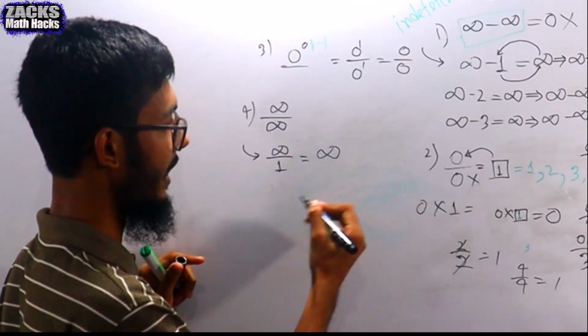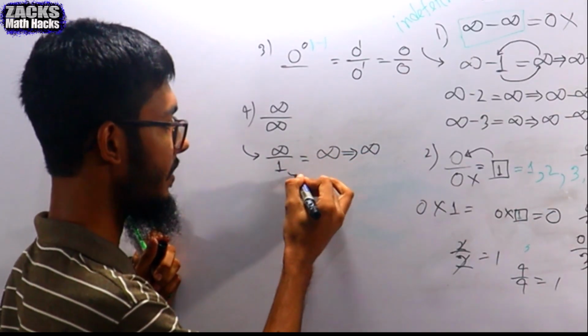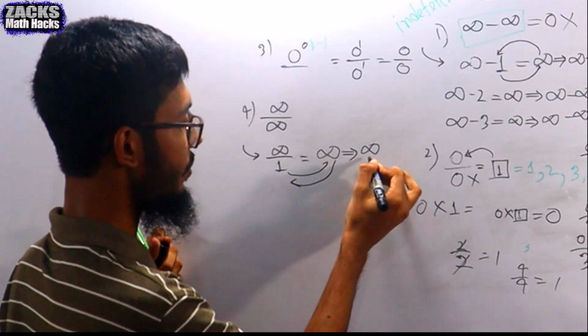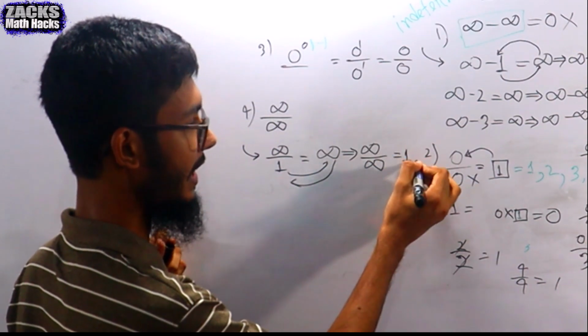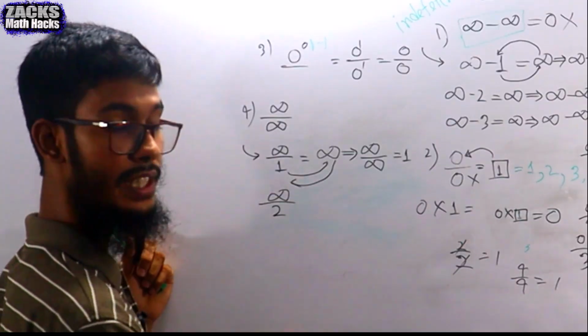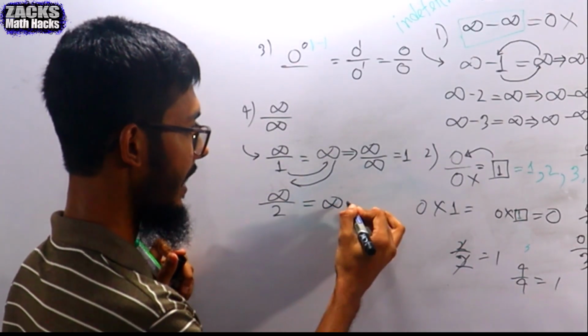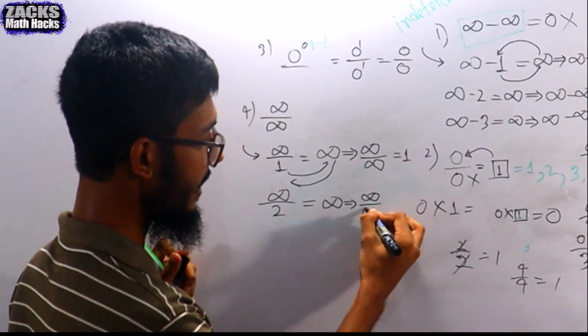So can I write it this way? I'm just interchanging, nothing more than this. So infinity by infinity equals to 1. Can I write it this way? Yes, why not? In the same case, if I asked you infinity by 2, what is the answer? Certainly, boss, you will reply infinity. Can I write it this way? Infinity by infinity equals to 2.